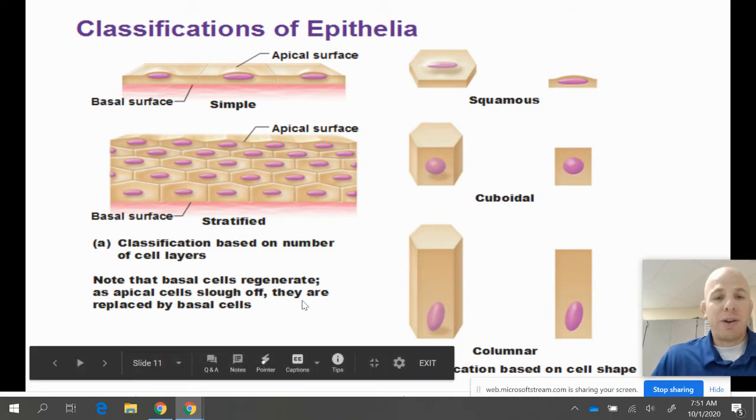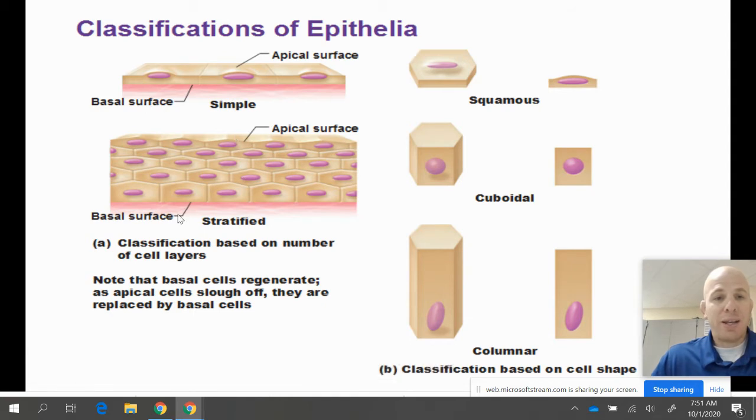I like this part down here. It says the basal cells regenerate. This is where, if I have a stratified epithelium with a bunch of layers, mitosis is happening down at the bottom, pushing all the cells up. And we'll see that with the layers of our skin. We'll talk pretty deeply about that when we get to the integumentary system.